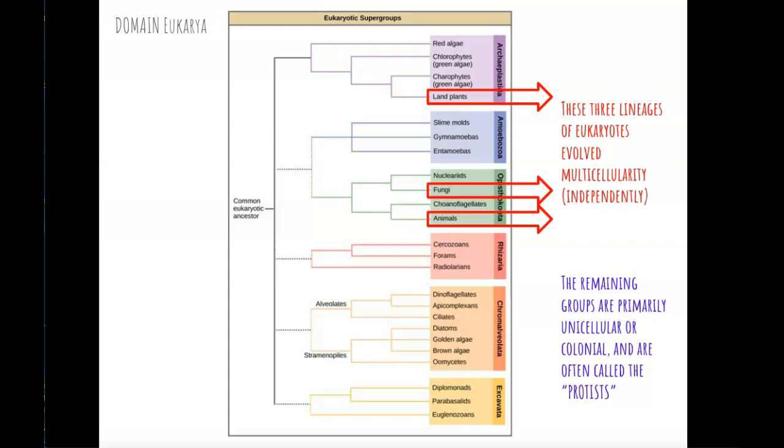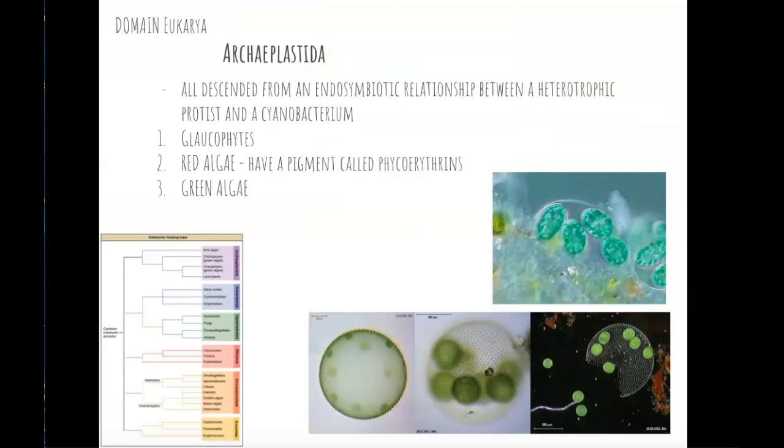So in high school, you probably learned that there was the domain Protista, and we now group protists as part of the domain Eukarya. The first supergroup that we're going to discuss within the domain of Eukarya is the Archaeplastida. These all descended from an endosymbiotic relationship between a heterotrophic protist and a cyanobacterium.